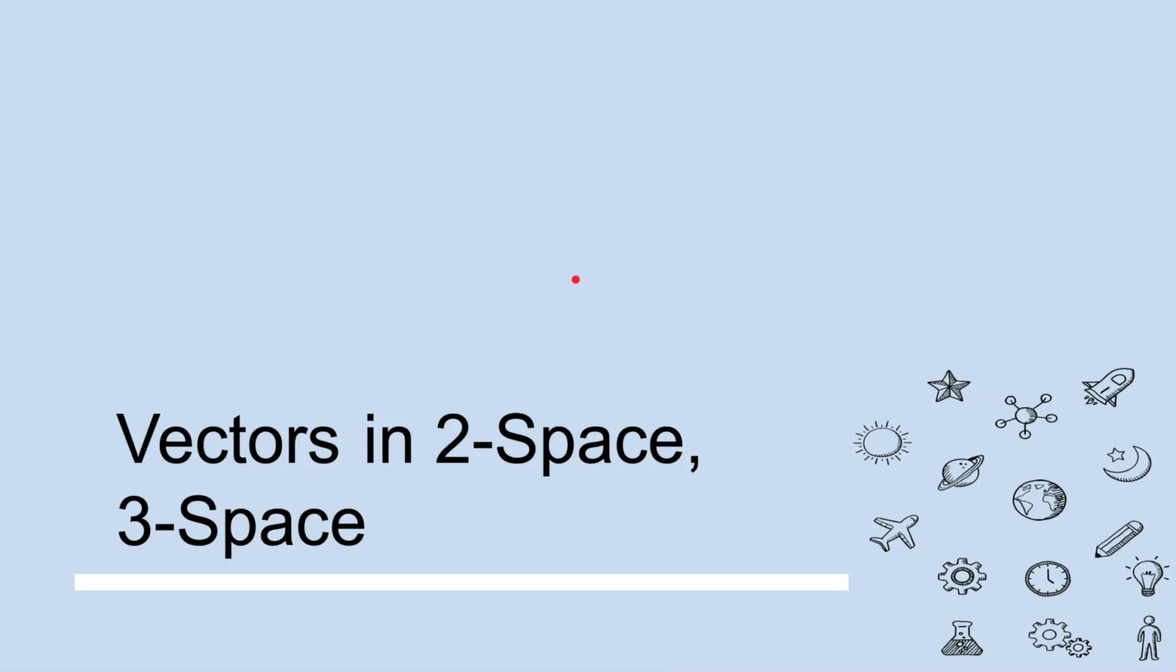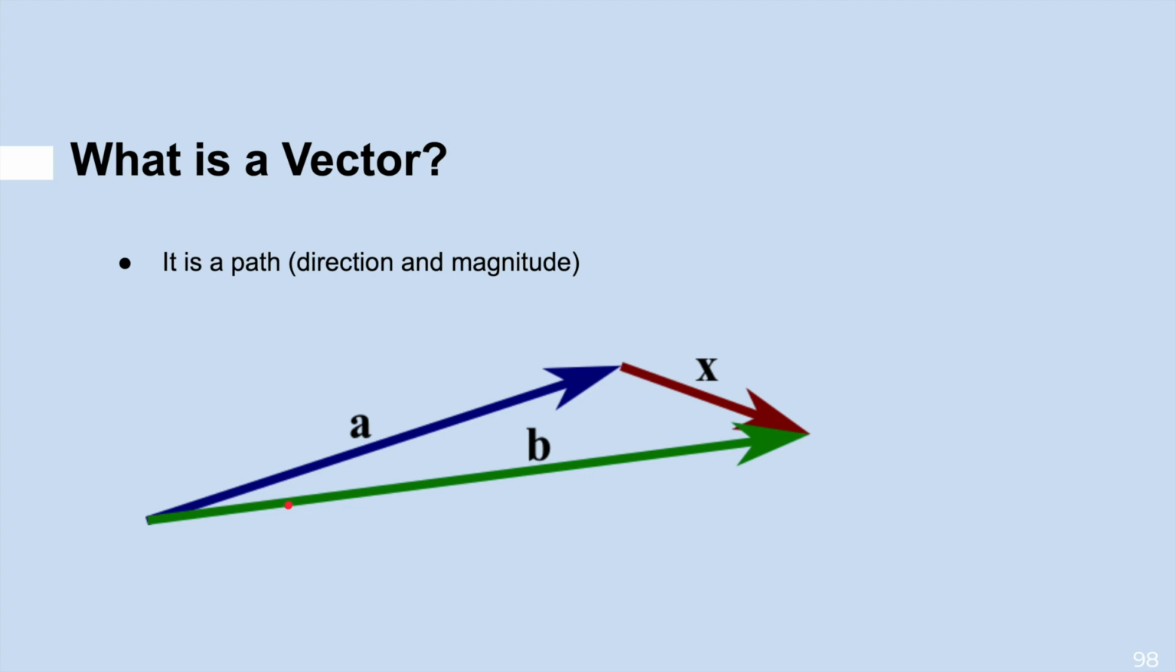Alright, so this video is all about vectors in 2-space and 3-space. 2-space just means 2 dimensions, and 3-space is in 3 dimensions. Now what is a vector?